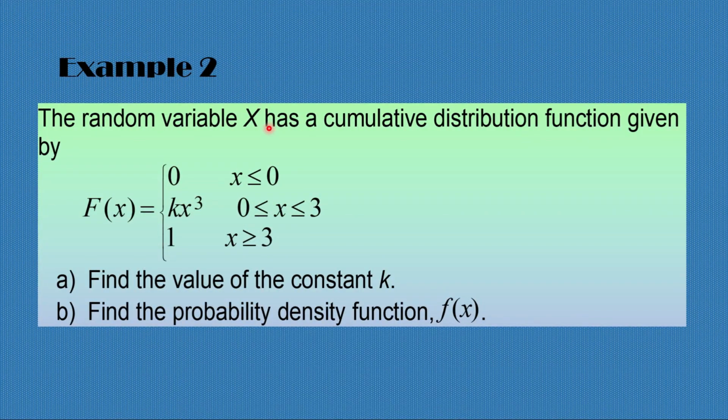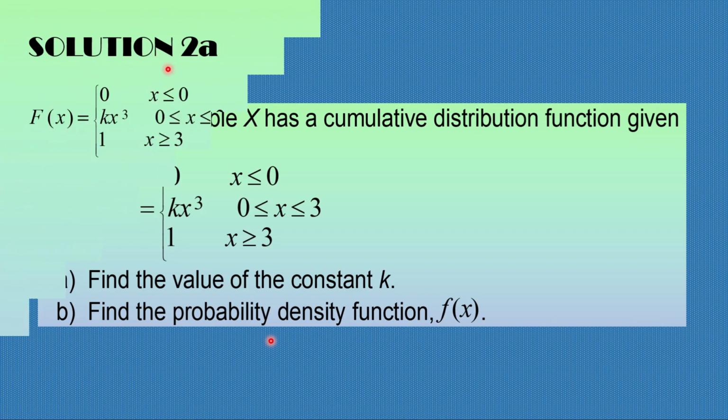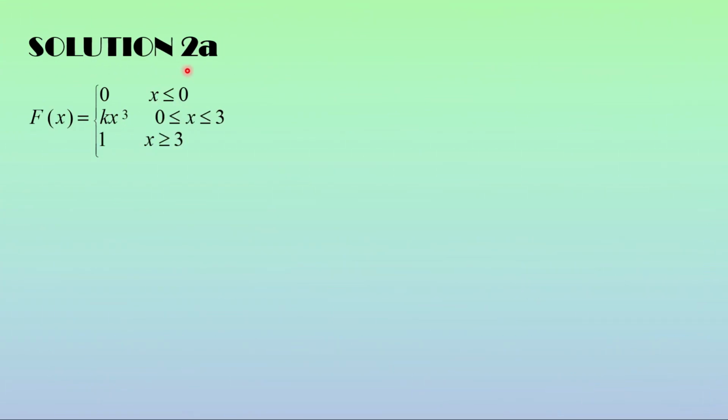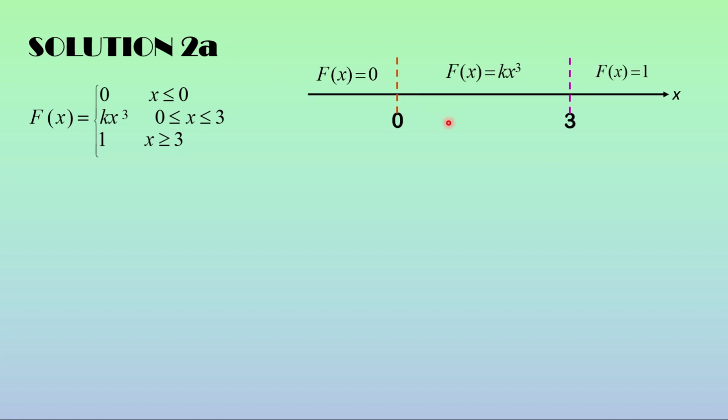Example 2. The random variable x has the cumulative distribution function given by A. Find the value of the constant k, and B. Find the probability density function. Solution to A. Here is the real number line of cumulative distribution function, or CDF. How to find the constant k? Let's pick some value of x in the interval of CDF.